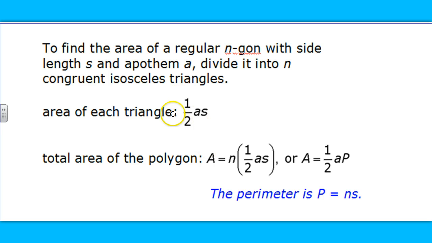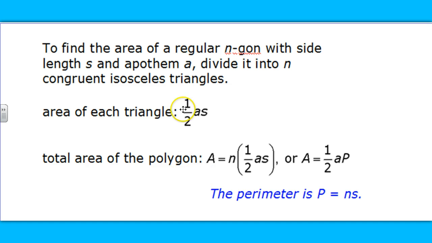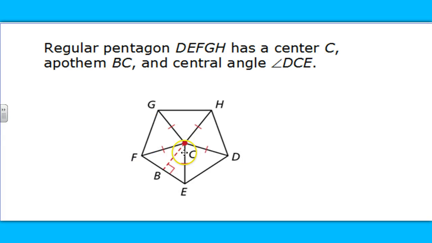So if we want to find the area of a regular polygon with side length S, so the side lengths would be these sides out here, right? And apothem A, divide it into n congruent isosceles triangles. Look at this. Each triangle formed here, all 5, has two congruent sides, right? They're all isosceles triangles of the same size. And they each have the same height, right? They all have an apothem that is the height.